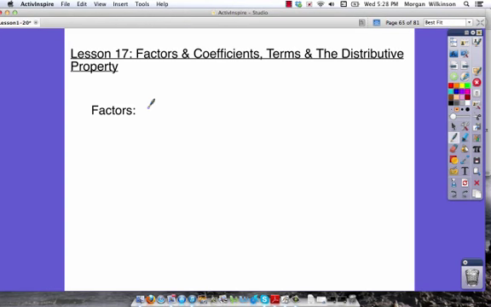Lesson 17. Lesson 17 has several parts. The first part is about factors and coefficients, then we'll talk about terms, and finally we'll work with the distributive property. So for factors, you've heard that word before, and hopefully you remember that factors are just the numbers that are multiplied in a multiplication problem. So numbers being multiplied.